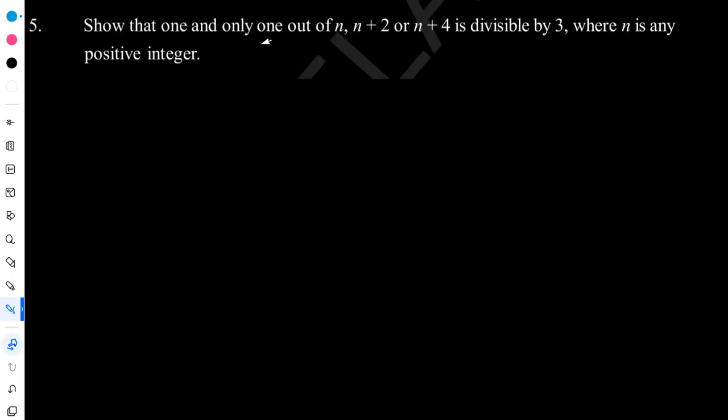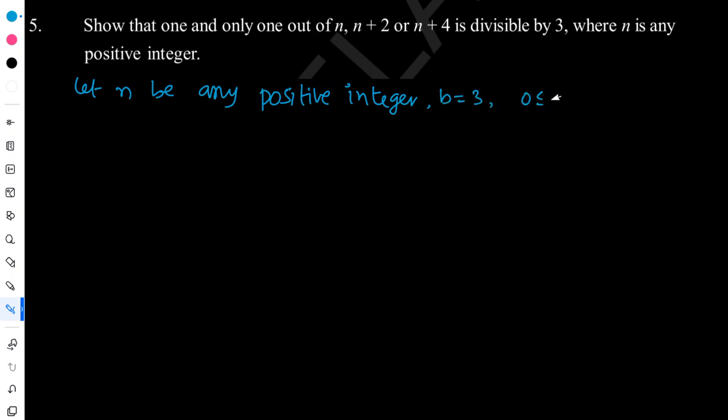Last one, show that one and only one out of n, n plus 2, n plus 4 is divisible by 3, where n is any positive integer. So write here first, let n be any positive integer, and we check divisibility by 3, so take b equals 3. Therefore 0 ≤ r < b. What are the possible values of r less than 3? So r equals 0, 1, 2.